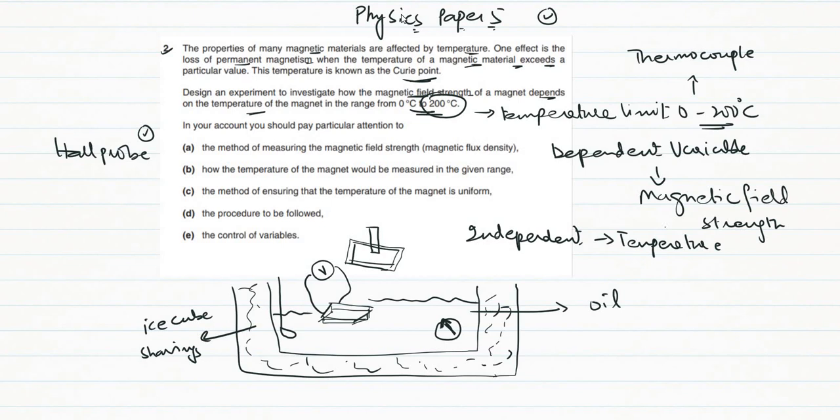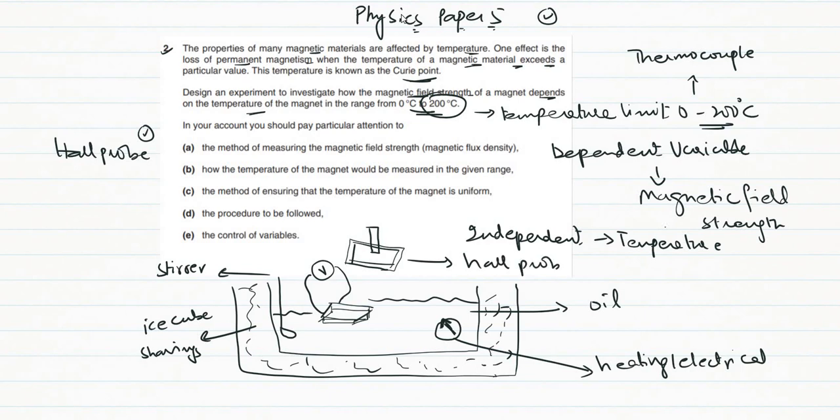Now mark all the apparatus. This is the stirrer to stir it. This is the electrical heater. Okay, oil is done. This is the thermocouple, and this is the Hall probe. One limitation of the Hall probe, or the thing we should follow, is that it should be perpendicular to the target, like I have placed it. So this is the target, it should be perpendicular, and this is the thermocouple.